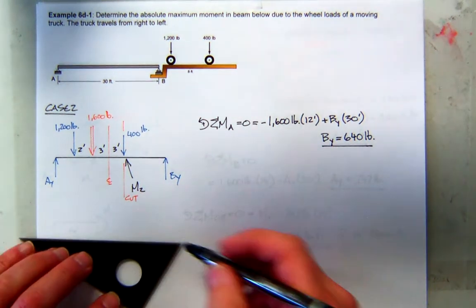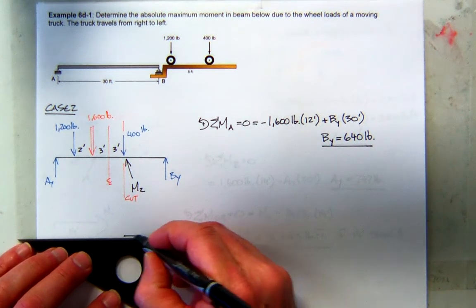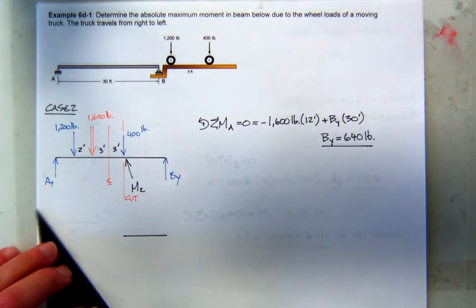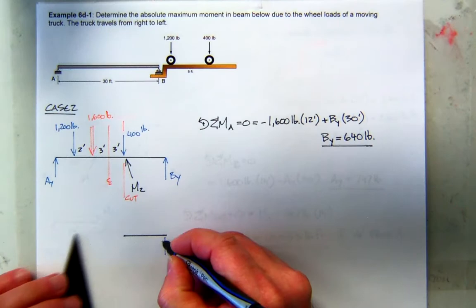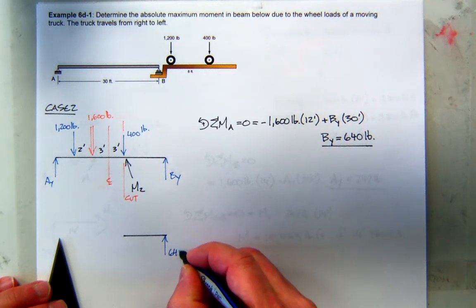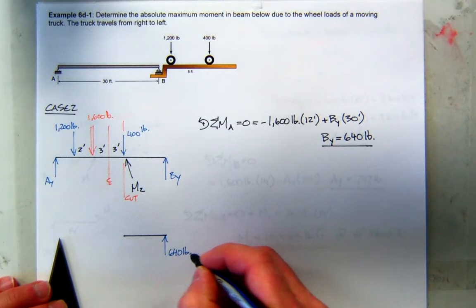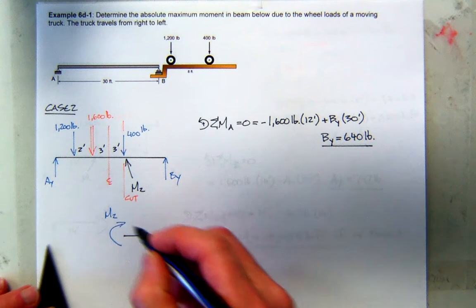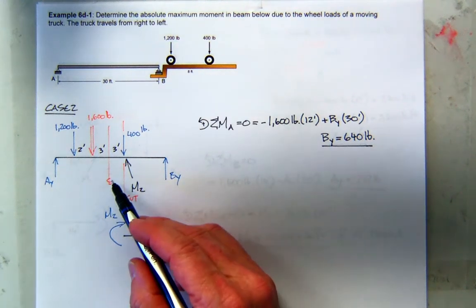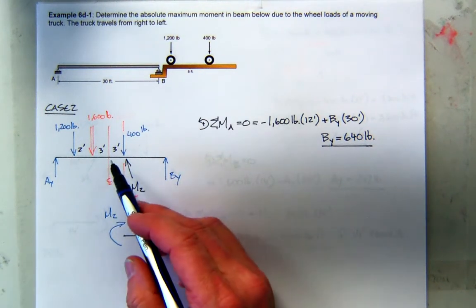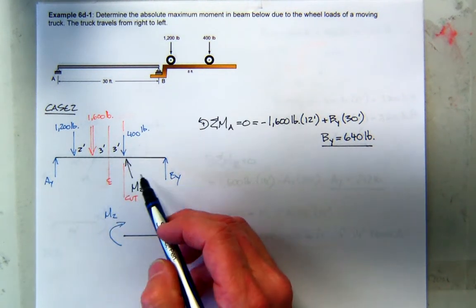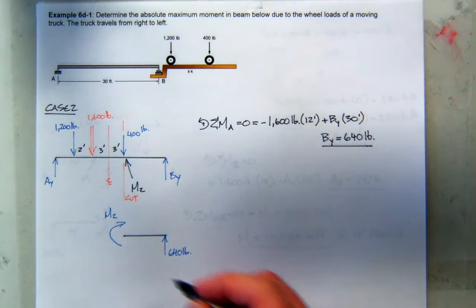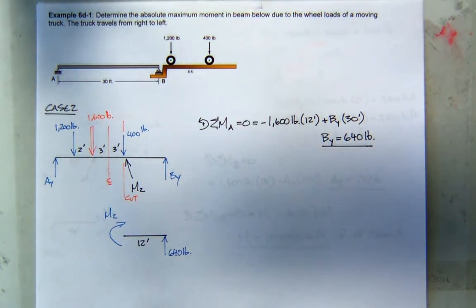So then I'm going to come down and look at the right side. We just found that By was 640. And we're looking for the moment here, M2. And again, from the center line to B is 15 feet, and we know that this is balanced, so it's 3. So again, this little piece of it should be 12 feet. And what's the moment at 2?